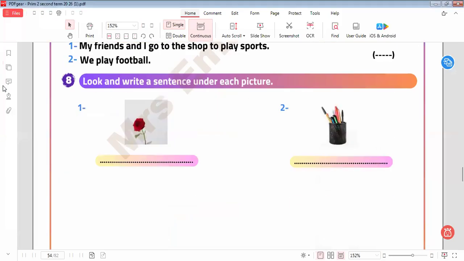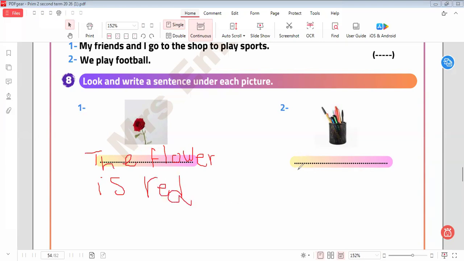So here we say the flower is red. I write here, the flower is red. I say here the flower is red. Okay, this is a simple sentence.